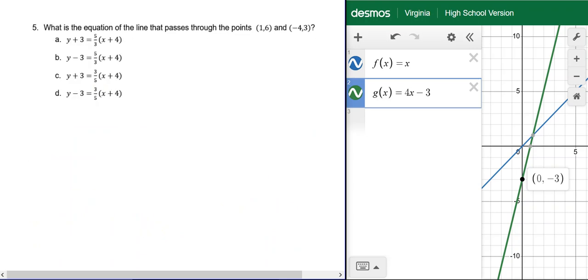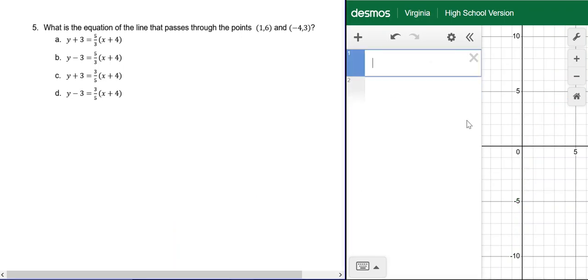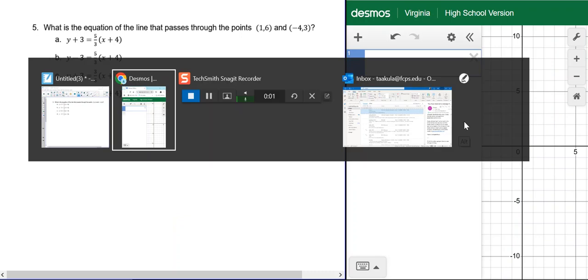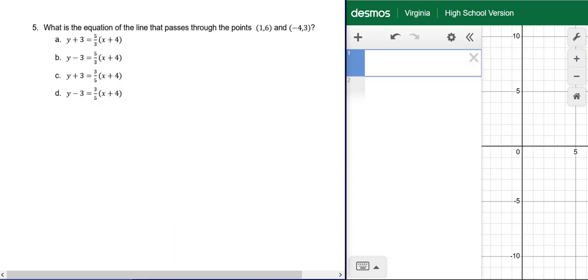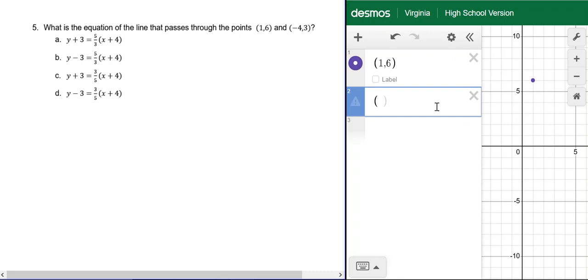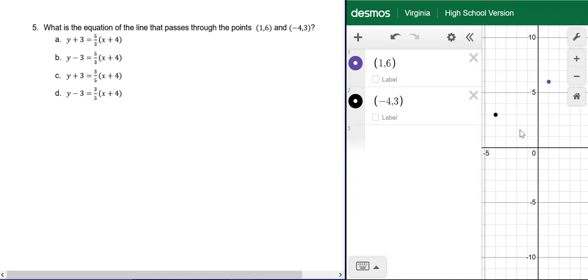All right, number 5. What is the equation of the line that passes through the points 1, 6 and -4, 3? Let me show you what this question is asking. So we have 2 points. There's the 1 point right there, and the other point is -4, 3. Let me zoom out. So there are my 2 points.